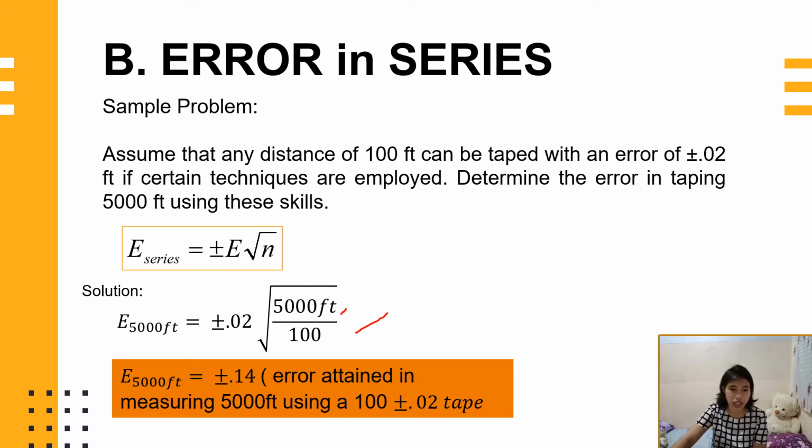Okay? So, if we say that the standard is plus minus 0.10 feet, then itong measurement na to is hindi siya acceptable, because naglagpas na siya sa 0.10. So, 0.14 na. So, pwedeng hindi i-accept yung ganitong klaseng data. Okay? So, another example.